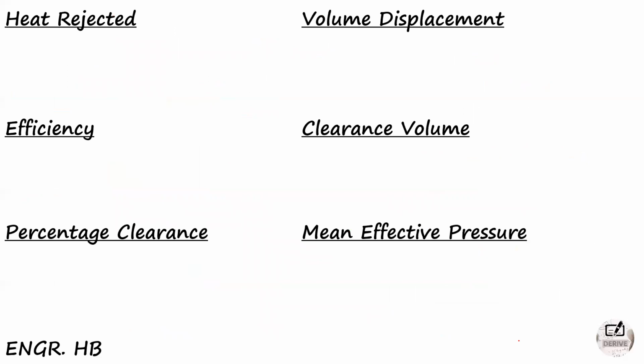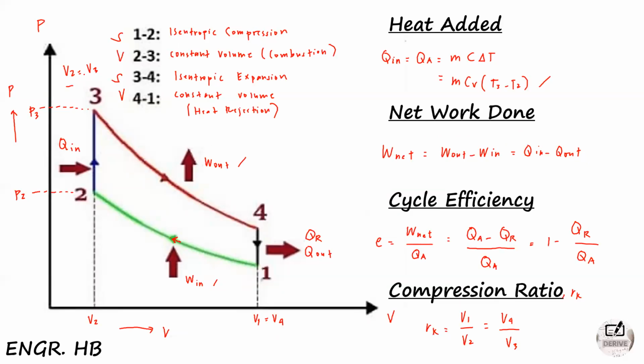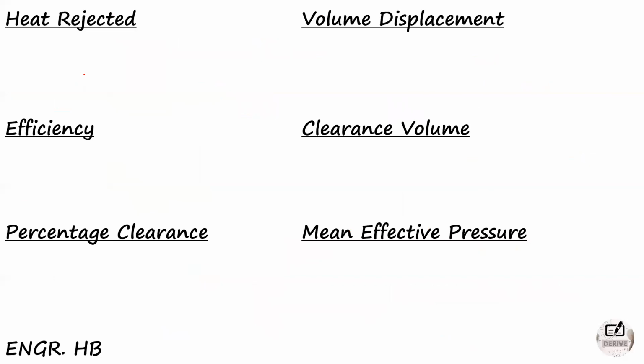So how about the heat rejected? So heat rejected natin ay nasa 0.1 and 4. So lagay na natin siya as QR. So QR is equal to MC delta T, of course. Pero ang mass niya, of course, the same.